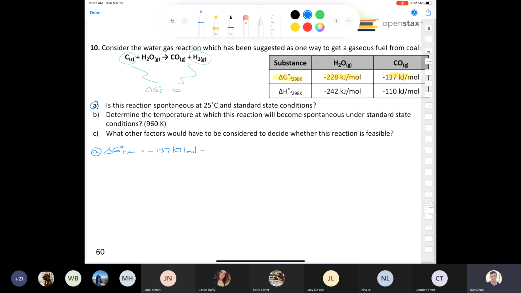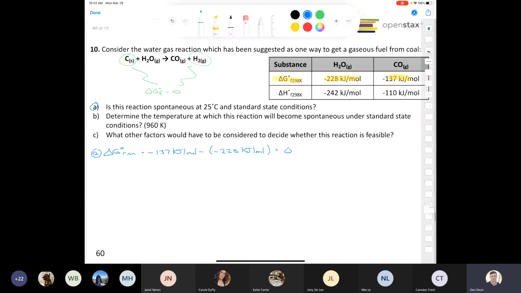The product, carbon monoxide, subtract the standard free energy of the water in the gaseous phase, which is negative 228 kilojoules per mole. And we get the delta G naught of the reaction is equal to, I wrote it down here, 91 kilojoules per mole. So my question is, is this reaction spontaneous? Yes or no?